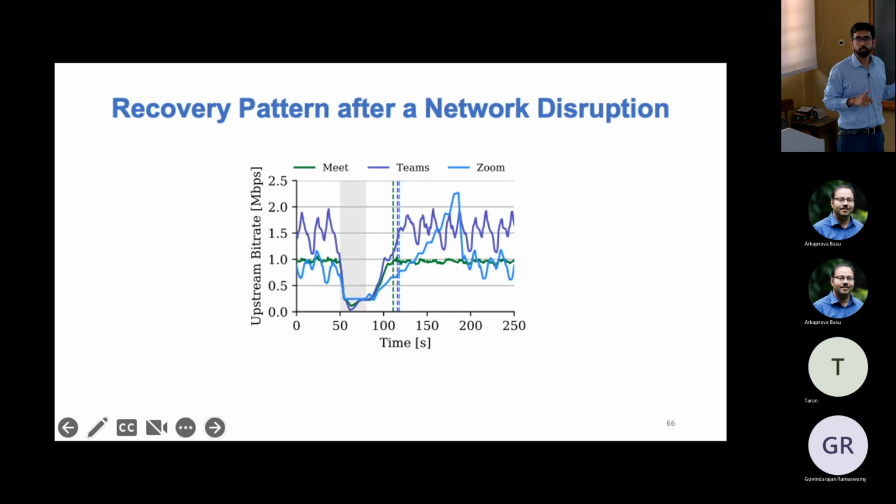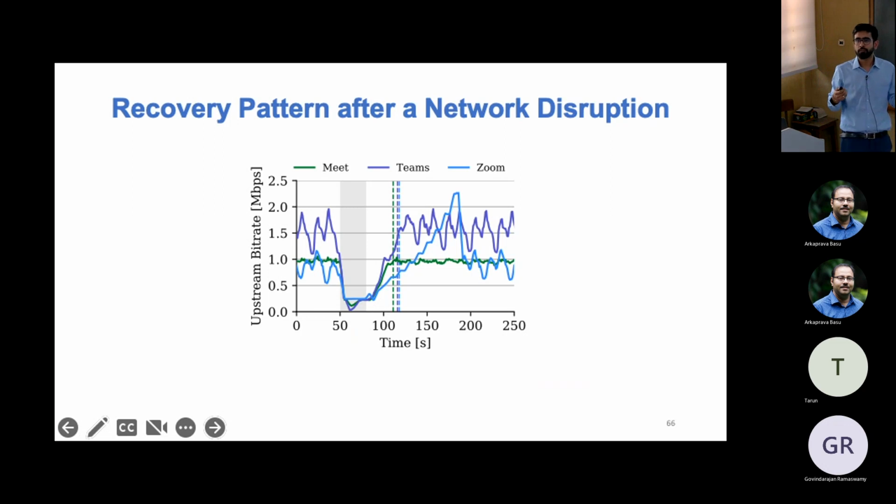So the y-axis is the utilization, and you can see that during the interruption, of course, the utilization reduced. The bandwidth was capped at 250 kbps, and then the VCAs start recovering from this disruption. And the recovery pattern is very different. Zoom, for example, has almost a linear recovery, and then the bandwidth is stable. And the interesting fact is that it doesn't stop at its nominal utilization. It goes all the way up.